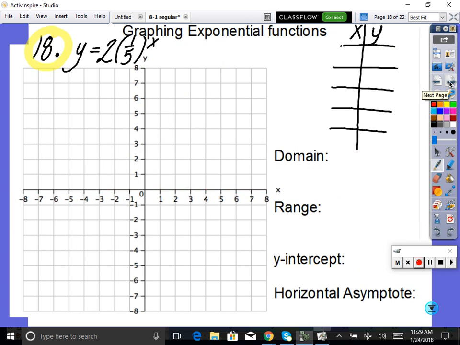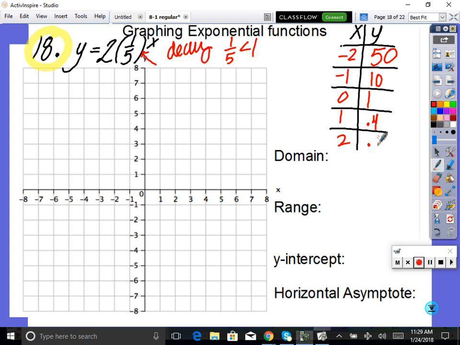Okay, number 18. This is going to be decay. Just saying. So 1/5 is less than 1, so it's decay. Now, once again, go to your calculator, just type it in, -2, -1, 0, 1, 2. So I just want the decimals again. 10. Is it a decimal? 10, cool. What's 1 at? 0.4, what's 2 at? 0.8. 0.08, which is different. Okay.